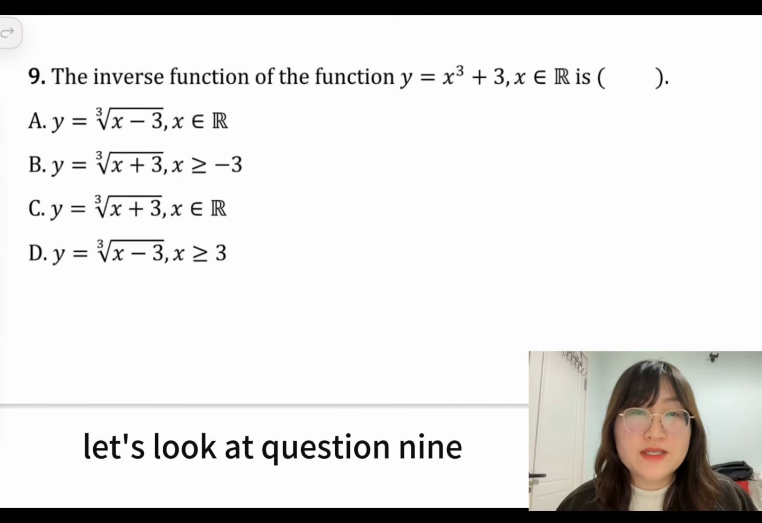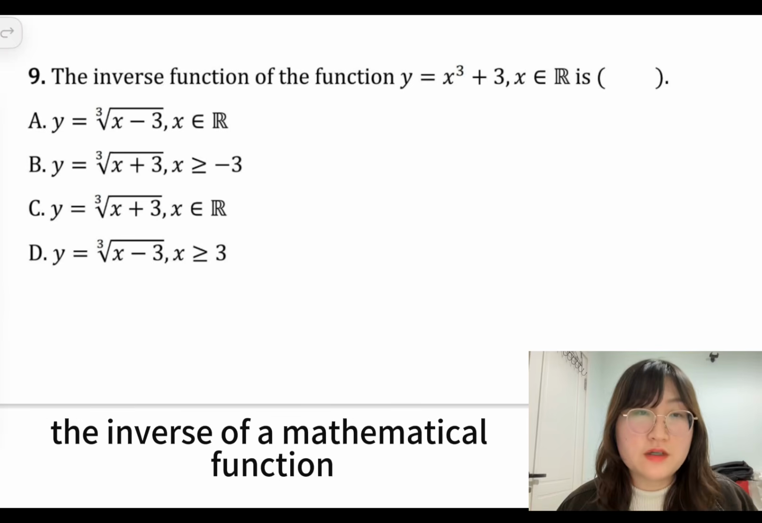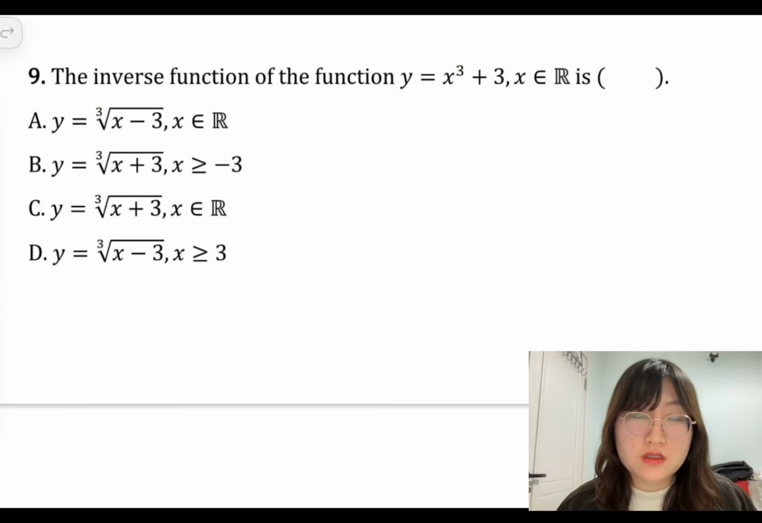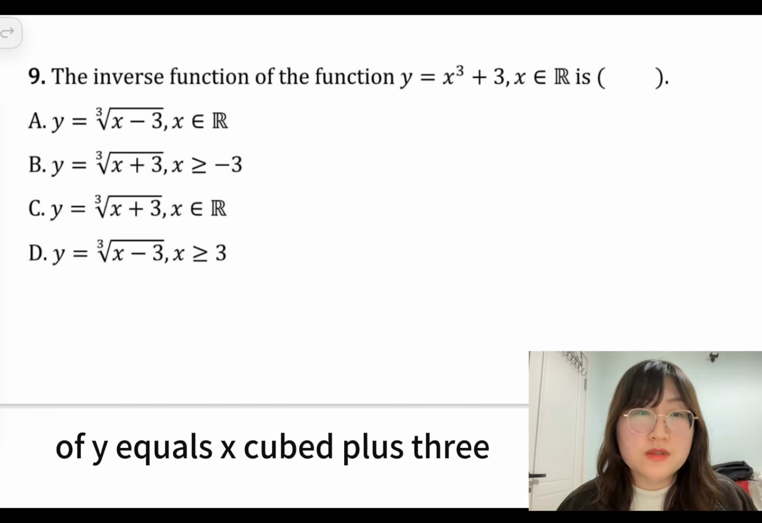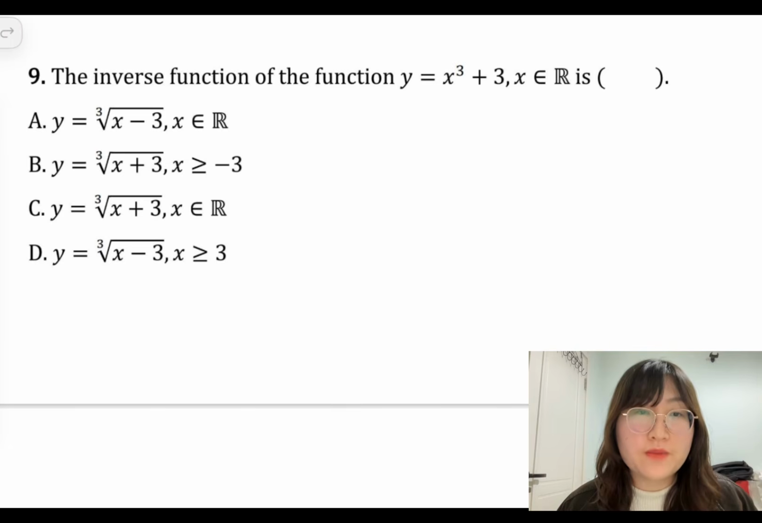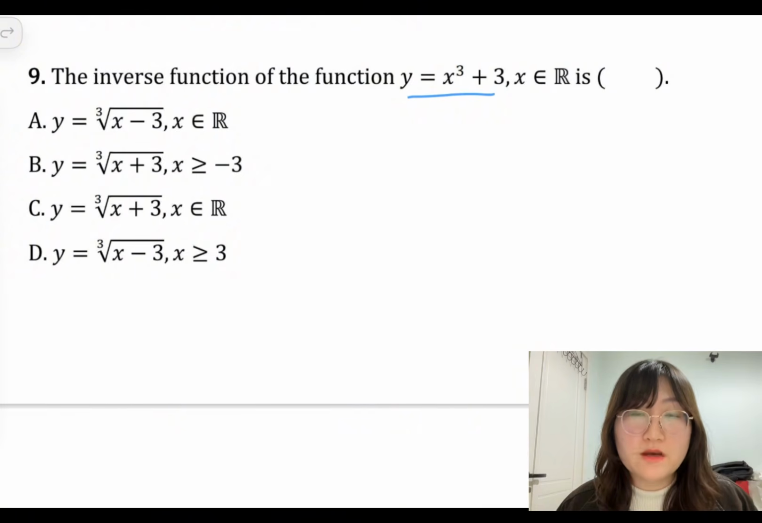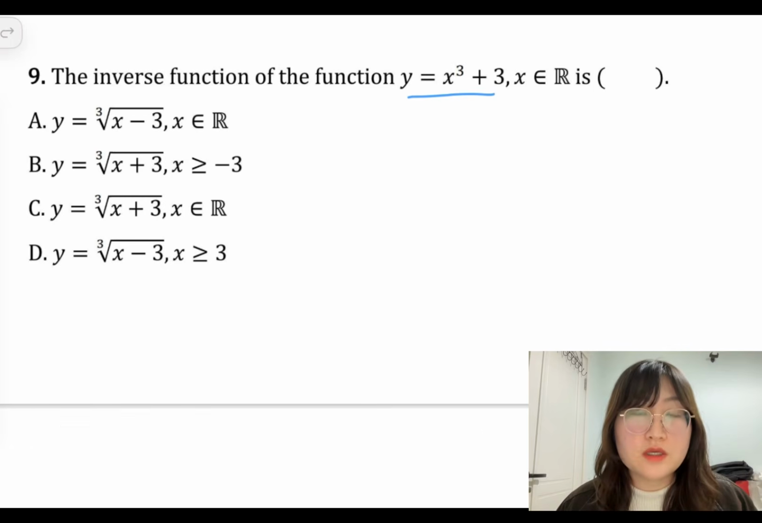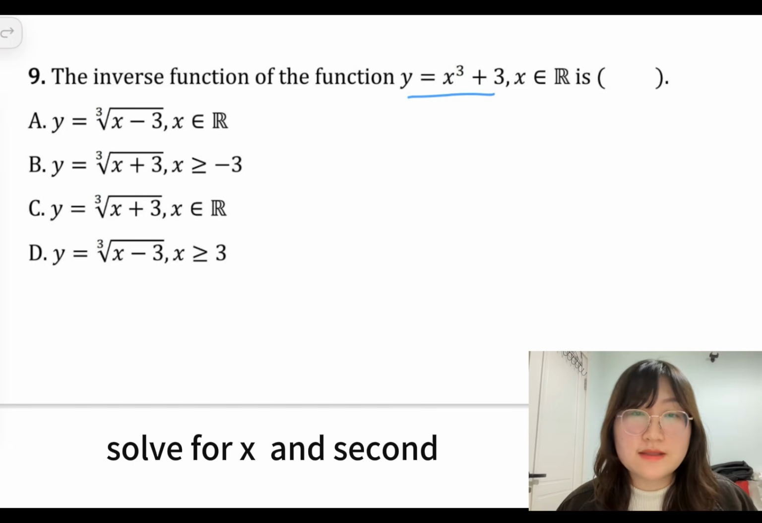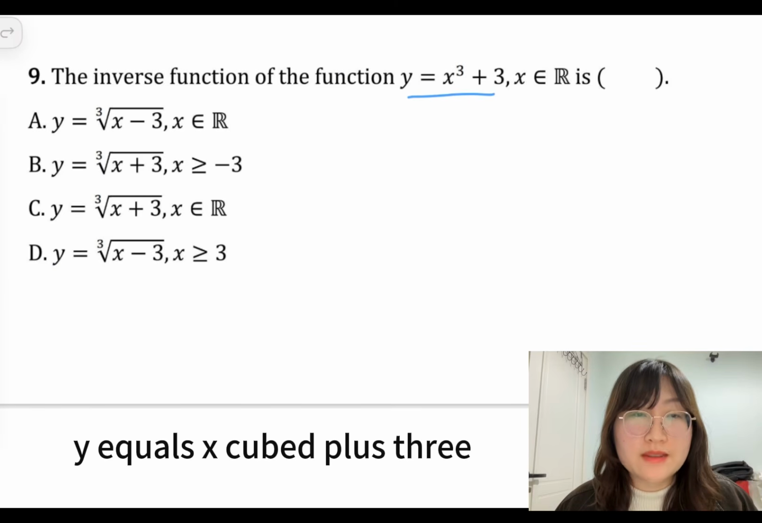Let's look at question 9. This problem tests your ability to find the inverse of a mathematical function. We want to find the inverse function of y equals x cubed plus 3, where x belongs to all real numbers. Finding an inverse is a two-step process. First, solve for x, and second, swap the variables.